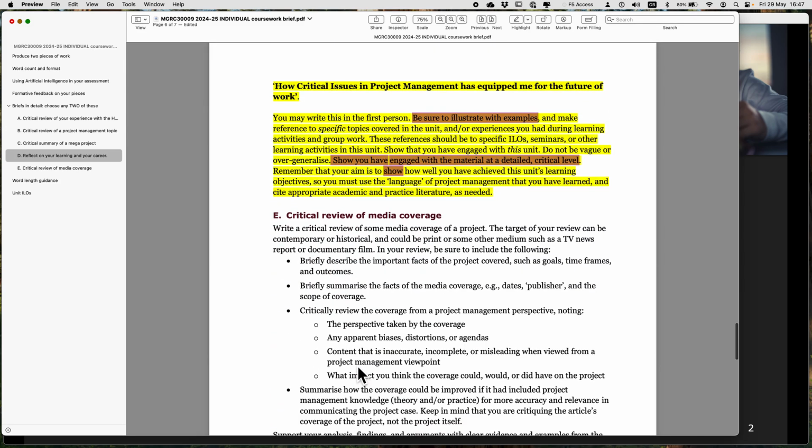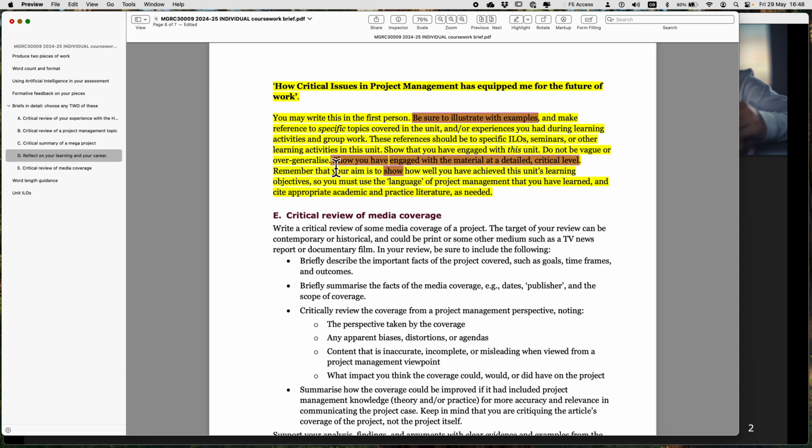When we're thinking about how people write an essay in response to this brief, it requires them to think deeply about the learning and apply it to their career thinking, even if they're not sure where their career is headed. Things I've highlighted here are particularly important. Be sure to illustrate with examples. So I'm going to be looking for examples given in the essays, not generalities.